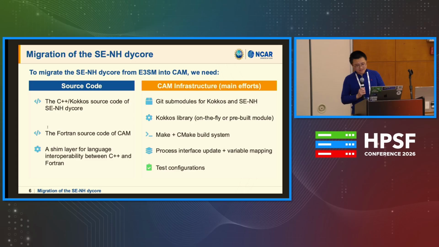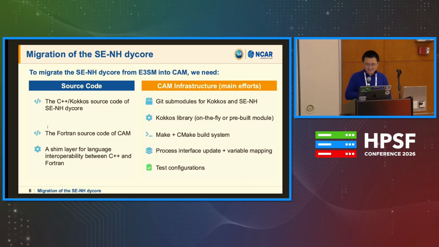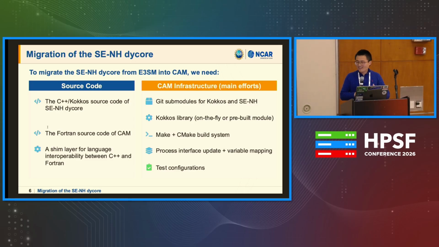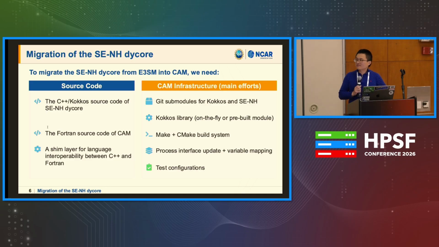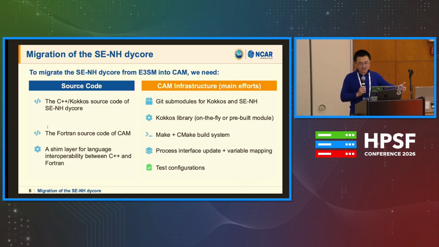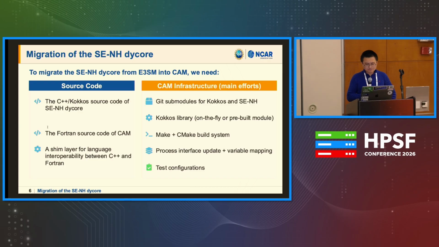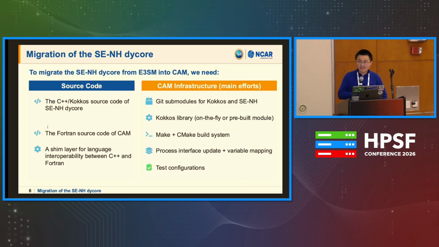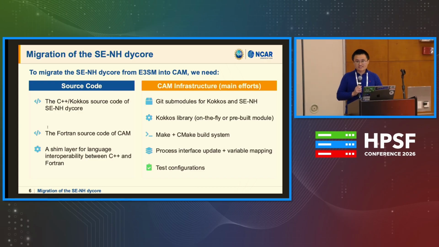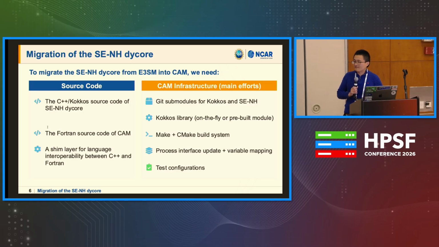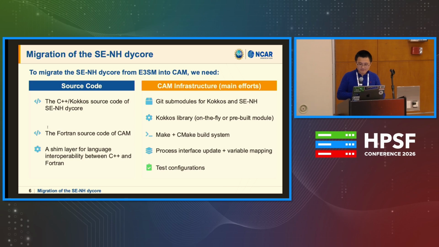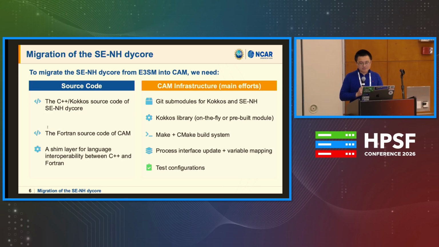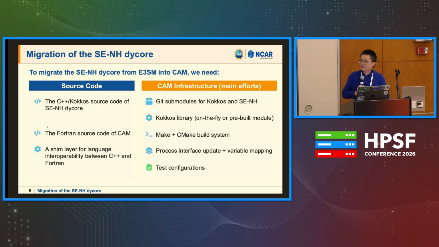And although the SE/NH and SE CESM dycores both have SE in the name, their interfaces change a little bit, so we need to handle the process interface update as well as some variable mapping, to make sure that we pass the correct values to different dycores. And once the integration work is done, we also need to define some test configurations so that we can verify the scientific correctness of the SE/NH dycore in our CAM model, as well as the performance, to make sure it is reasonable for evaluation.